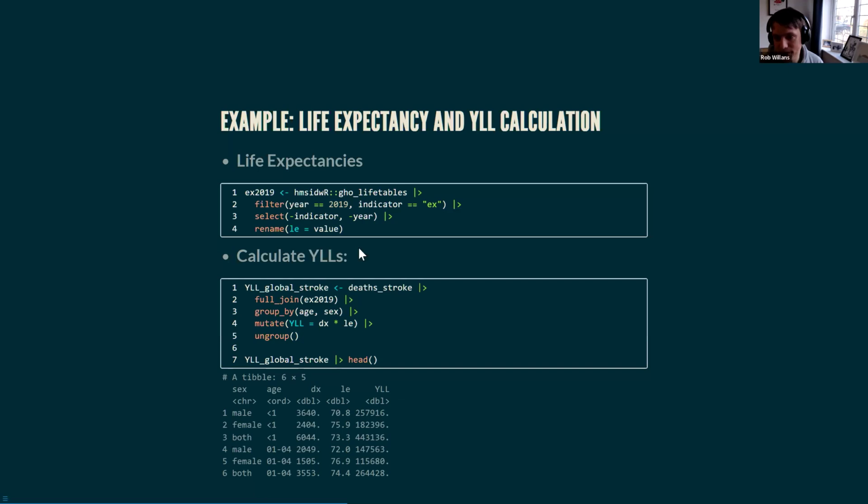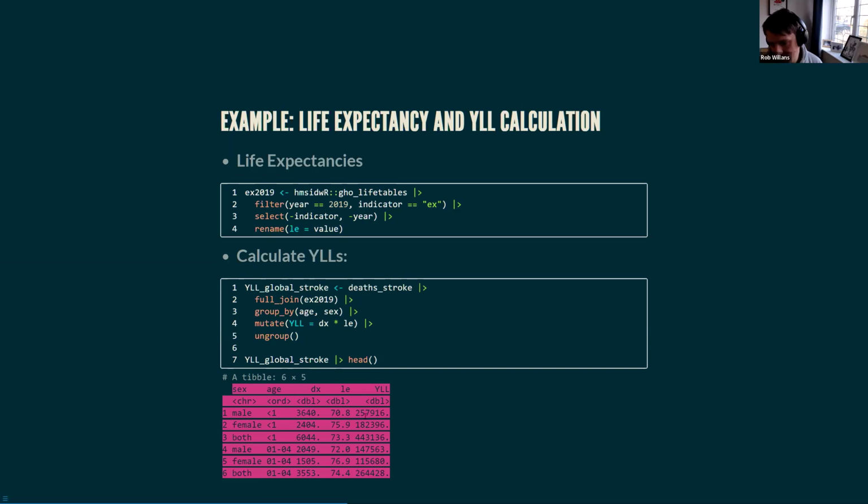So we now have life expectancies and excess deaths from strokes split by age and sex, and we can join these together. Just use a full join function here, and then calculate the YLLs just by mutate function in the joined data set to get years of life lost due to stroke. If you have a look at that data set that we've computed, you should get something with this structure.